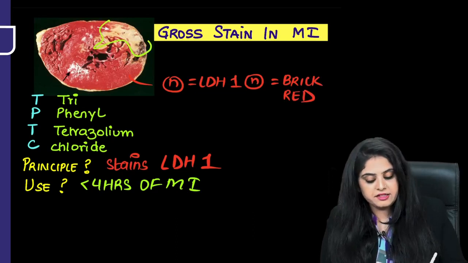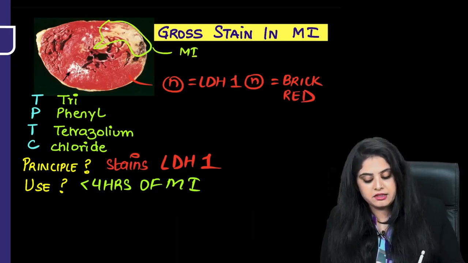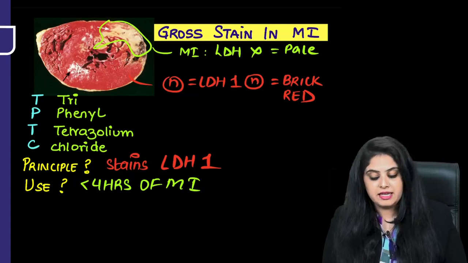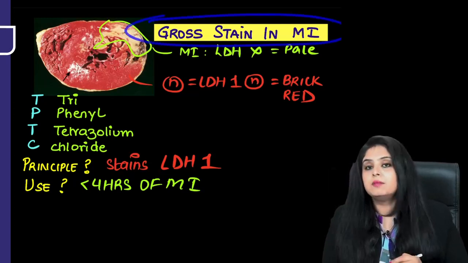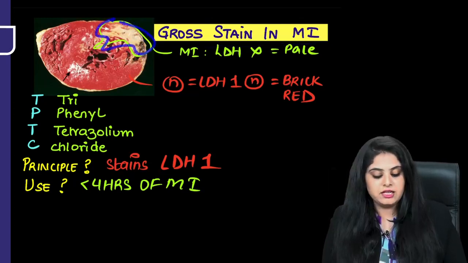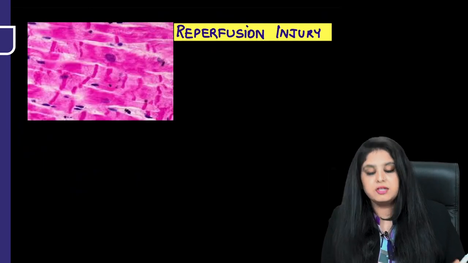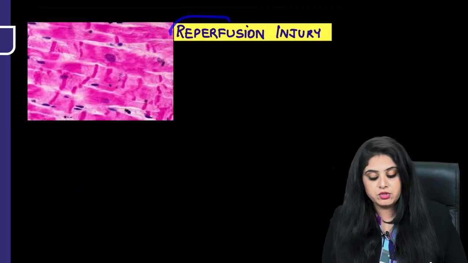Whereas when I see this area in which MI has occurred, this means that the LDH has gone, and if the LDH has gone, that area has basically become pale, and that is how you identify the myocardial infarction. So this is the area that has undergone an infarct. Remember, TTC, 3 letters, useful within 4 hours.